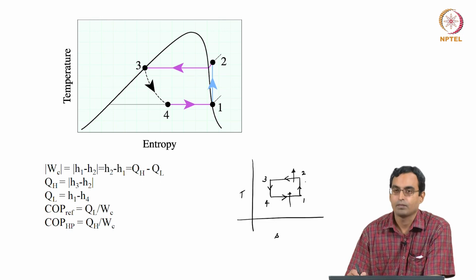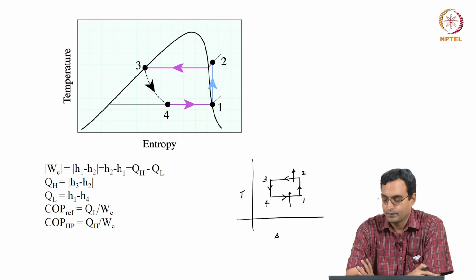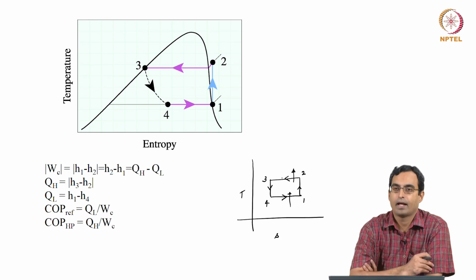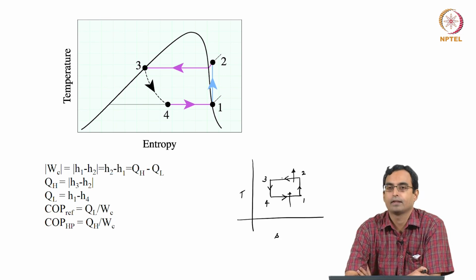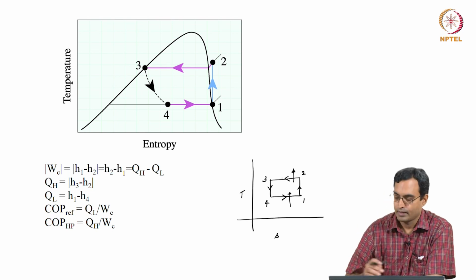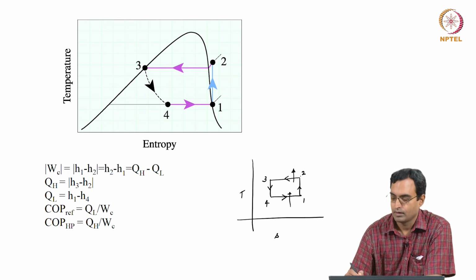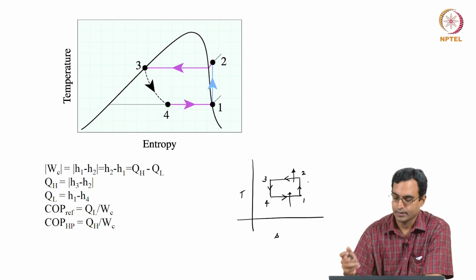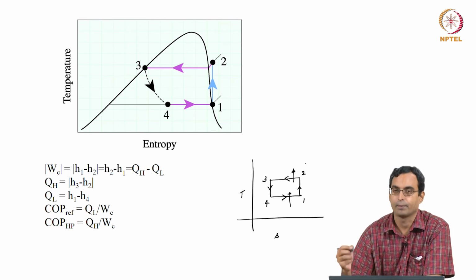So ideally we would like this cycle, but as we discussed earlier, it is hard to have processes 1 to 4, 4 to 1 and 2 to 3 as isothermal heat addition and heat rejection when we are using single phase flow. What is easier to do is constant pressure heat addition or constant pressure heat rejection. And one of the ways in which we can achieve both a constant pressure and a constant temperature process is to put this into a liquid vapor dome.